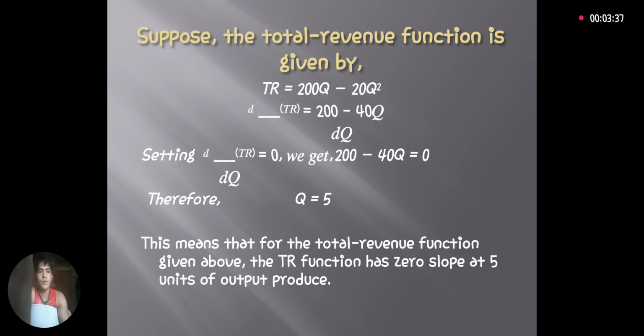The total revenue is equal to 200Q minus 20Q squared, and the derivative of the total revenue is equal to 200 minus 40Q. Setting the derivative of the total revenue equal to 0, we have 200 over 40Q. Therefore, the quantity is equal to 5. This means that for the total revenue function given above, the total revenue function has 0 slope at 5 units of output produced.